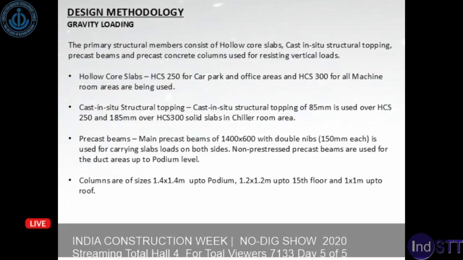The columns are typically 1.4 meter by 1.4 meter up to podium level, which is ground floor. Then from ground above up to the 15th floor, they're reduced in size to 1.2 by 1.2 meter, and above the 15th floor, they are 1 meter by 1 meter. And also the grade of the columns is reduced as we go up in these levels.